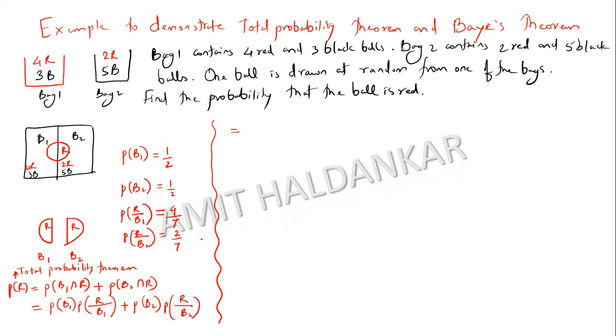So what do I get over here? That is 1 by 2 into 4 by 7 plus 1 by 2 into 2 by 7. So in all, if you calculate this, it is 4 by 14 plus 2 by 14, that is 6 by 14, which simplifies to 3 by 7. This is the total probability that you are getting by using the total probability theorem.